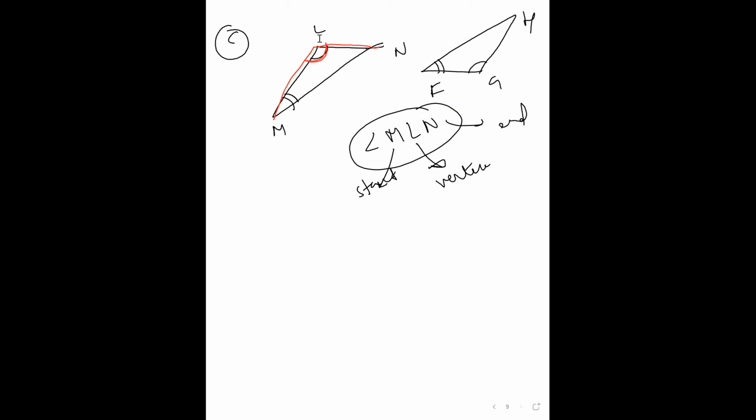Hiba, the second one, have you marked it properly? Yeah. The second angle? Yeah. Very good. Then ML is equal to FG. So ML is equal to FG. Which rule is this? ASA. Very good. 2 angles and included side. D part? The D part is obviously RHS. Very good, because we have one right angle, one hypotenuse, and one side.